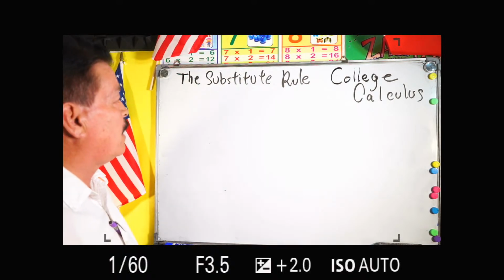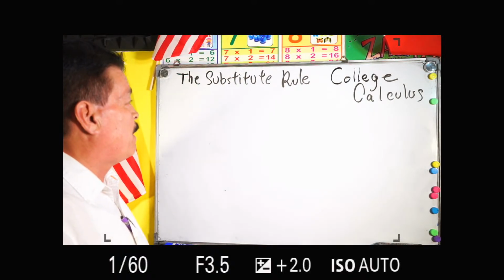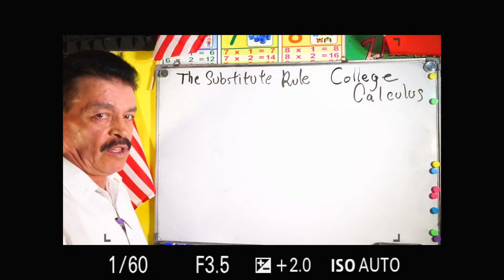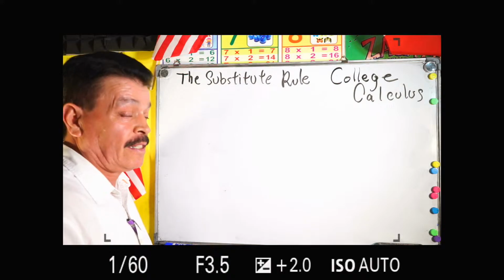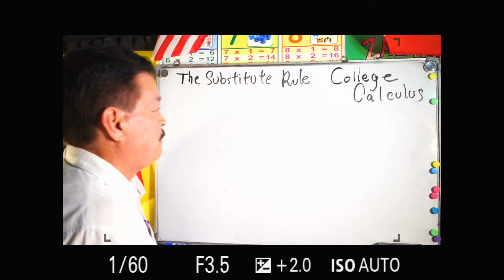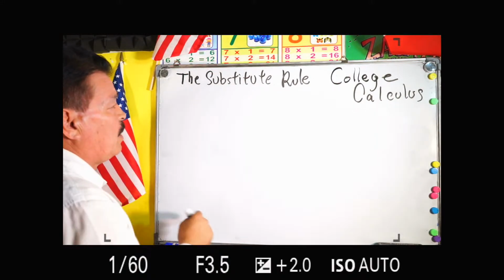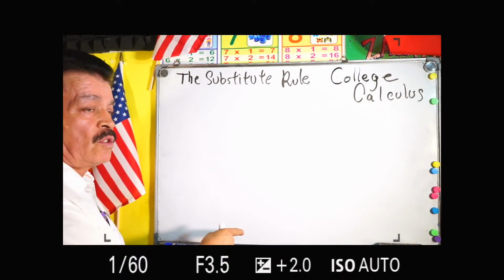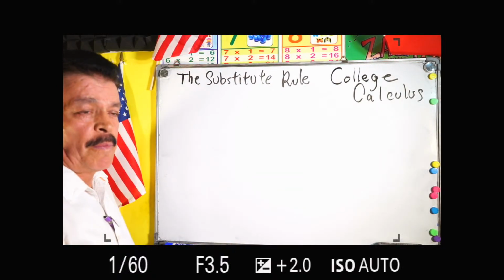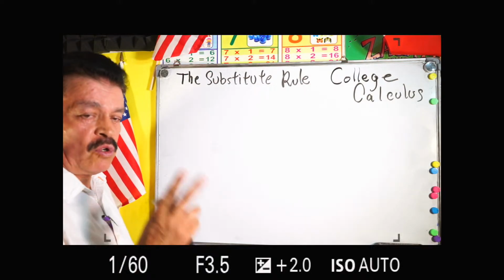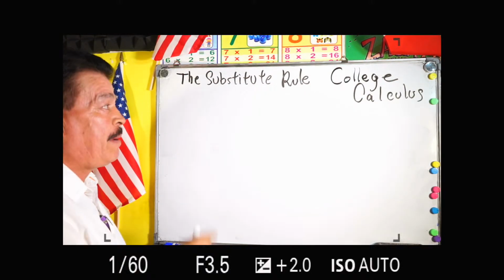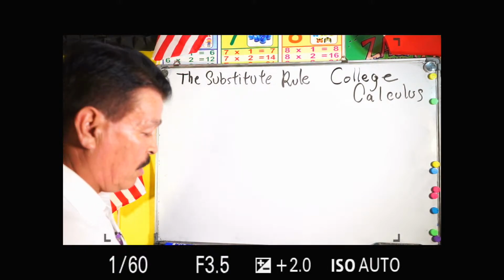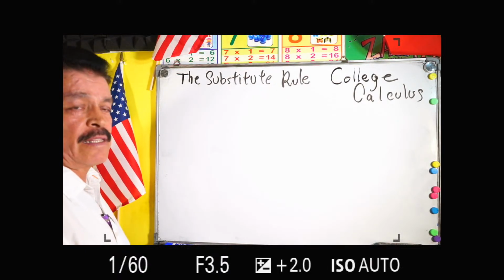The topic that I took is the substitution rule. The substitution rule is a continuation from the last class, college calculus. Here I will show you 4 steps for how to arrive at the substitution rule, and then I will solve a couple of problems applying the substitution rule, of course. So let's start.